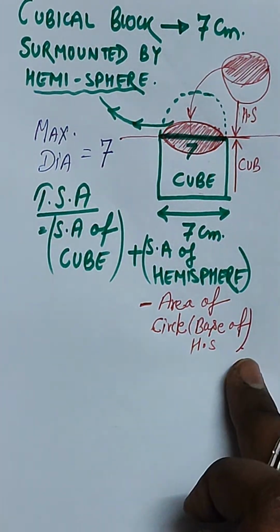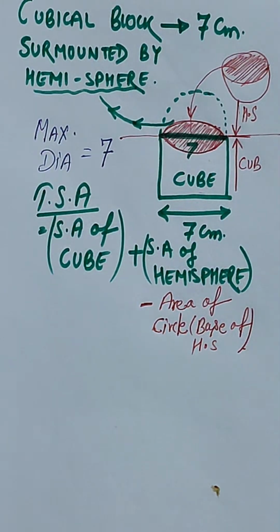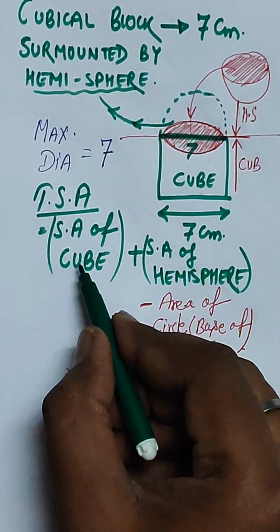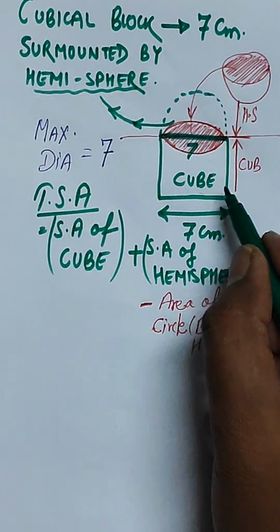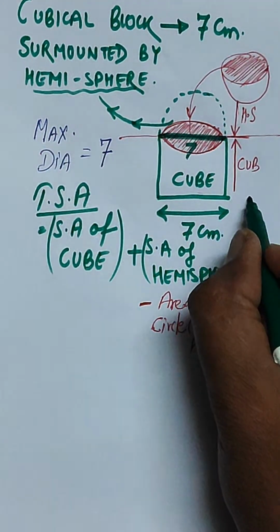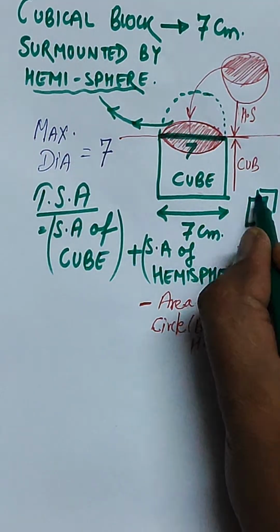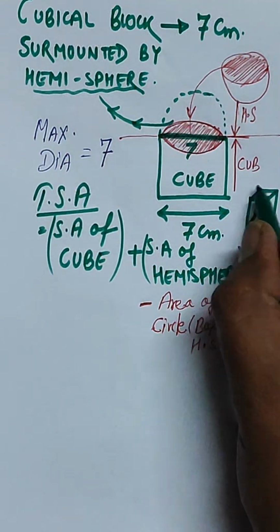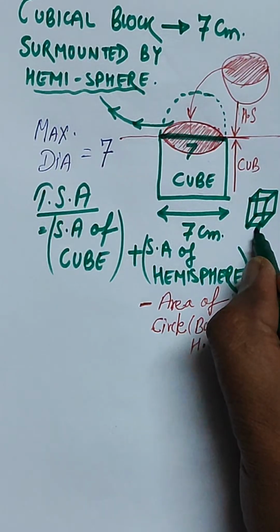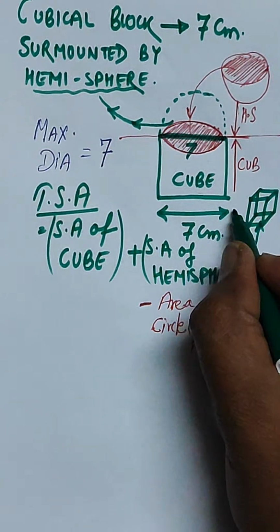You understand this part? Now my dear friends, here we can see what is the surface area of the cube. You know, a cube is just like a square, and from all sides you can see the area of this is a square, a square, a square, a square.